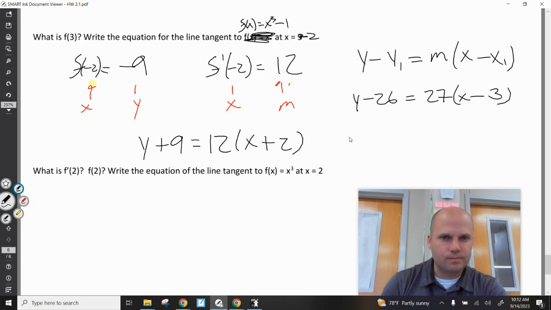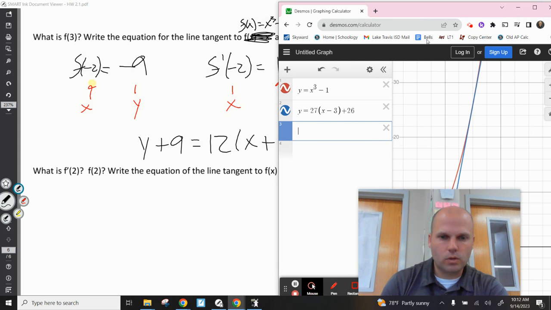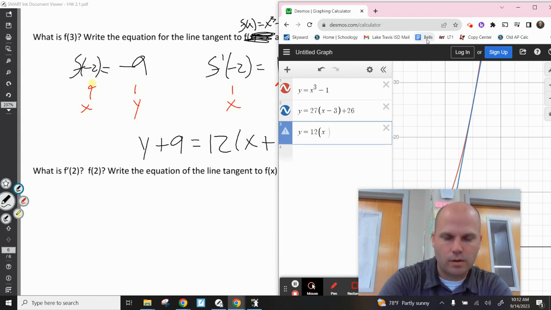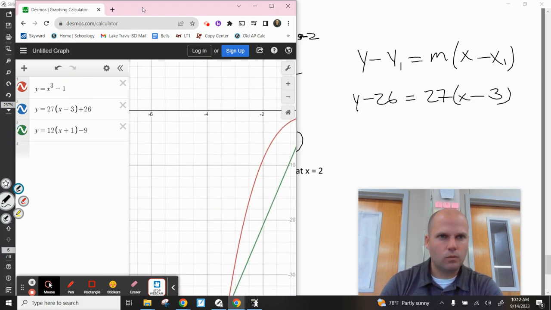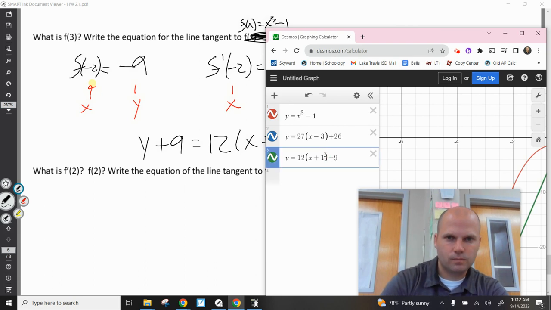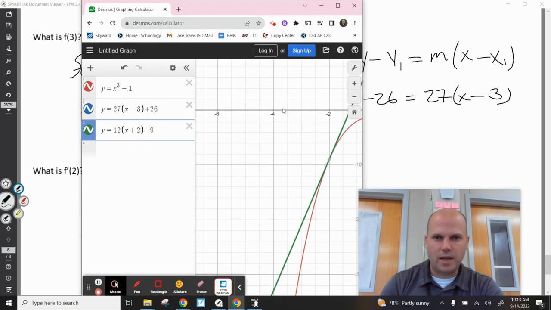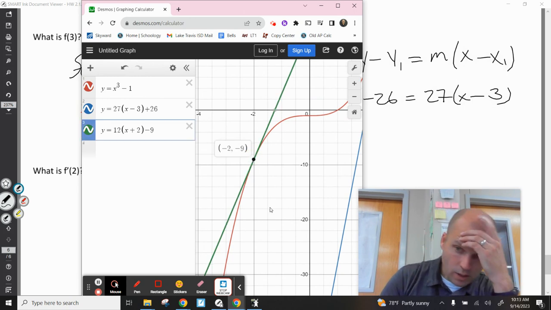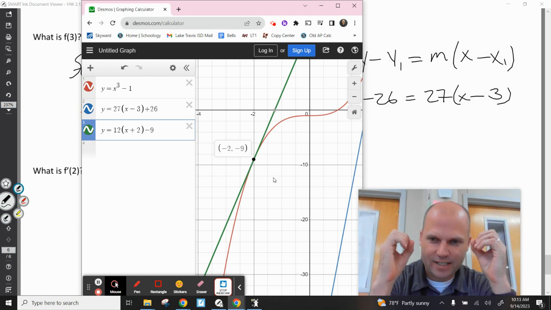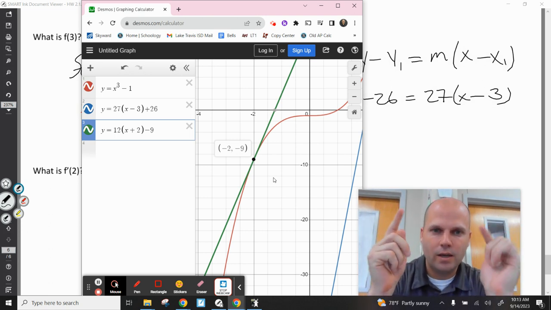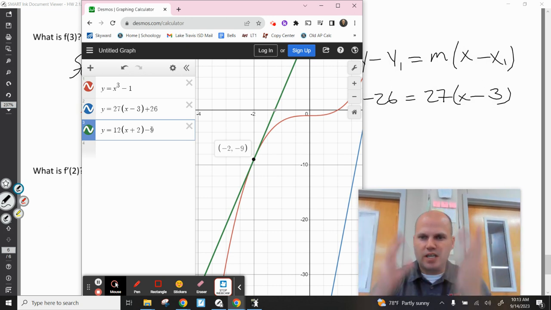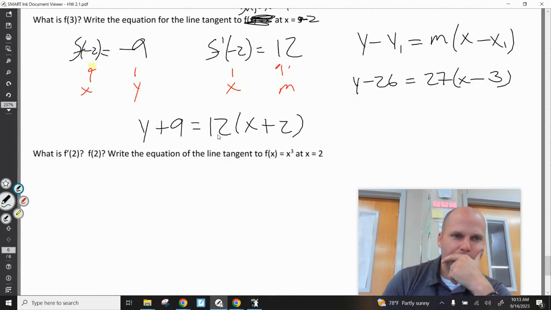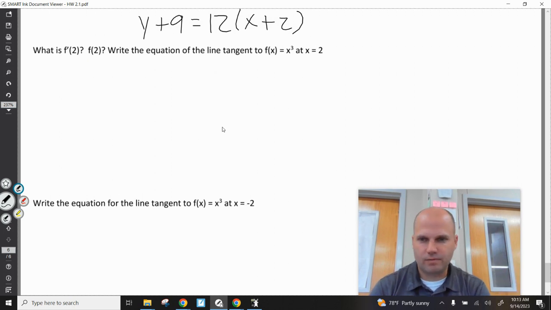We have the other equation, y equals 12 times x plus 2 minus 9. I should be able to go down here. What did I screw up on? Oh, x plus 2. Should be able to go down here when x is negative 2. And I can see this point, negative 2, negative 9. That's the x comma y on my graph of x cubed minus 1. And I can see that green line has a slope. The slope is 12. f prime gives you m's. Okay? Literally, I just answered the question.